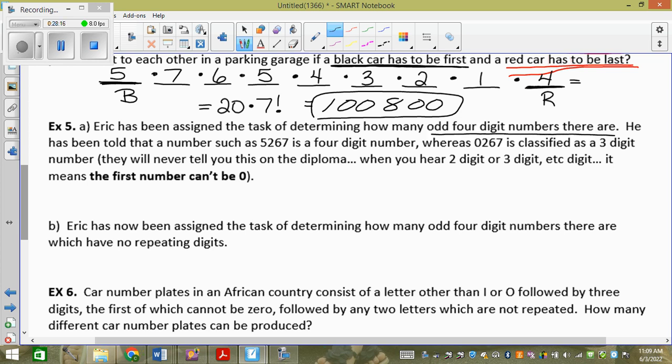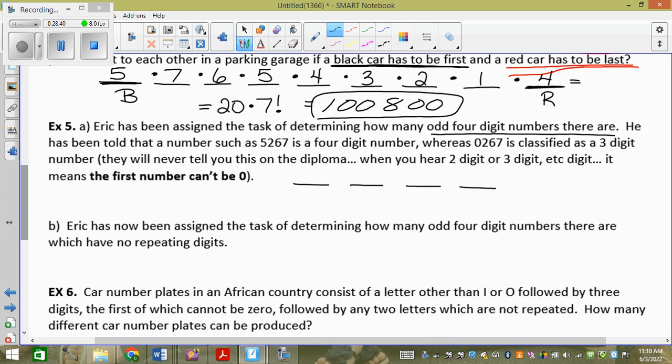He has been told that a number such as 5267 is a 4-digit number, whereas 0267 is classified as a 3-digit number. They'll never tell you that on the diploma, okay? So they're going to say, how many odd 4-digit numbers are there? 4-digit numbers have how many blanks? 4, correct? Because one number can go in each blank, making a 4-digit number. So I know at the very least I have 1, 2, 3, 4.